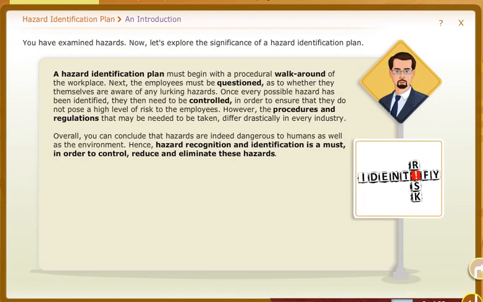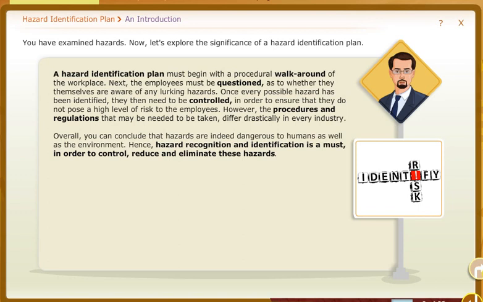You have examined hazards. Now, let's explore the significance of a hazard identification plan. A hazard identification plan must begin with a procedural walk around of the workplace. Next, the employees must be questioned as to whether they themselves are aware of any lurking hazards.